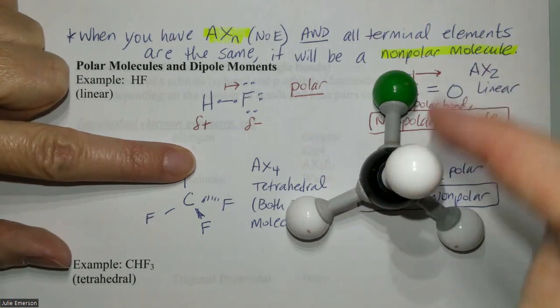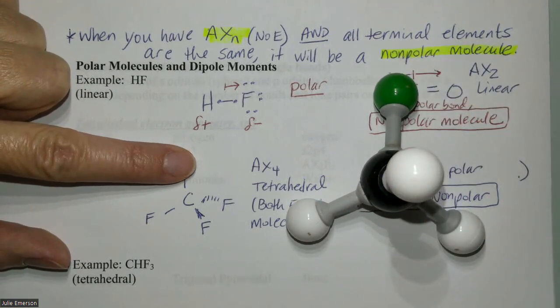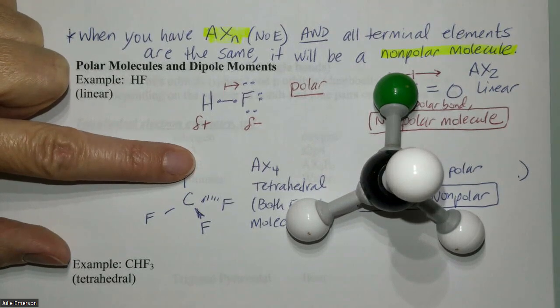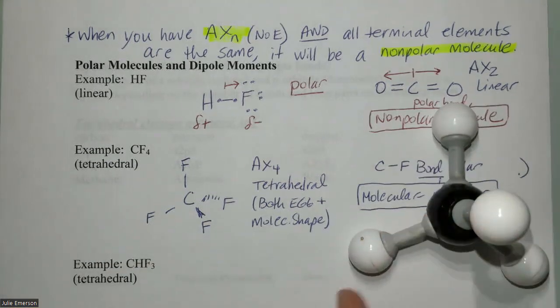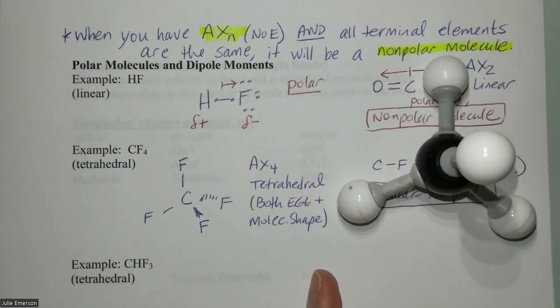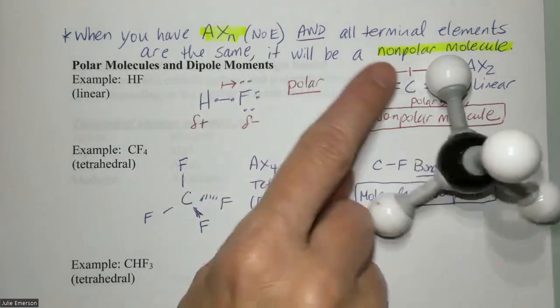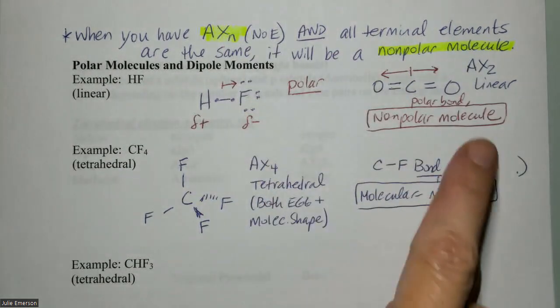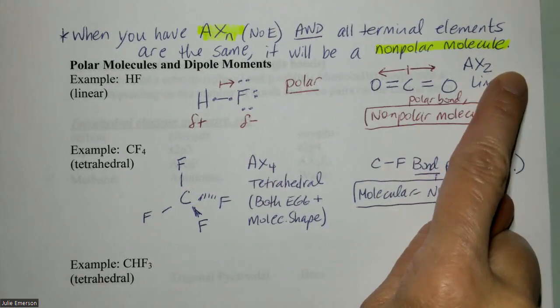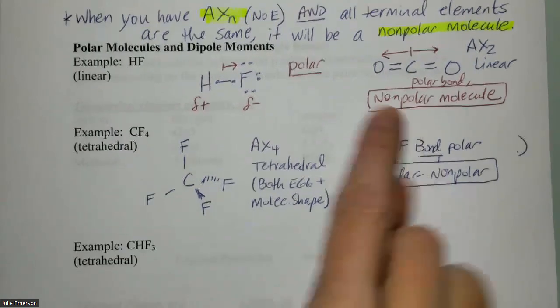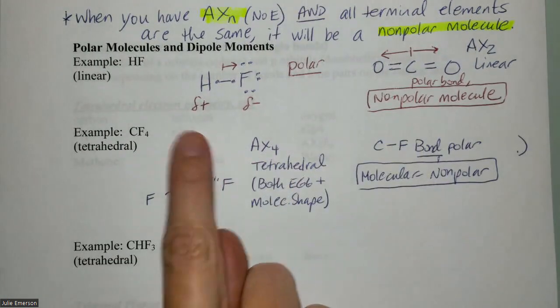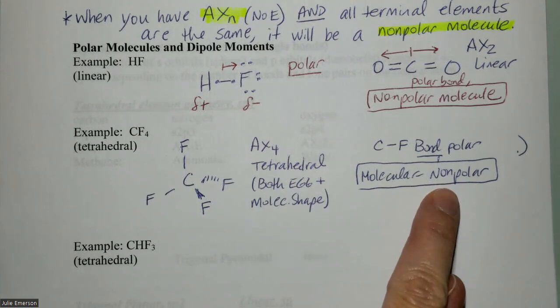So if all terminal elements aren't identical, it's going to be polar. There's going to be an uneven distribution of the electron density overall for the molecule. But as long as all of those terminal elements, those bonding elements, are exactly the same, then you have a perfect symmetrical structure and that'll create nonpolar. Okay, so AXN, no E, nonpolar. So CO2, AX2, no E, no lone pair, right? The two bonding elements are the same, nonpolar. AX4, no E, all bonding elements are the same, nonpolar.